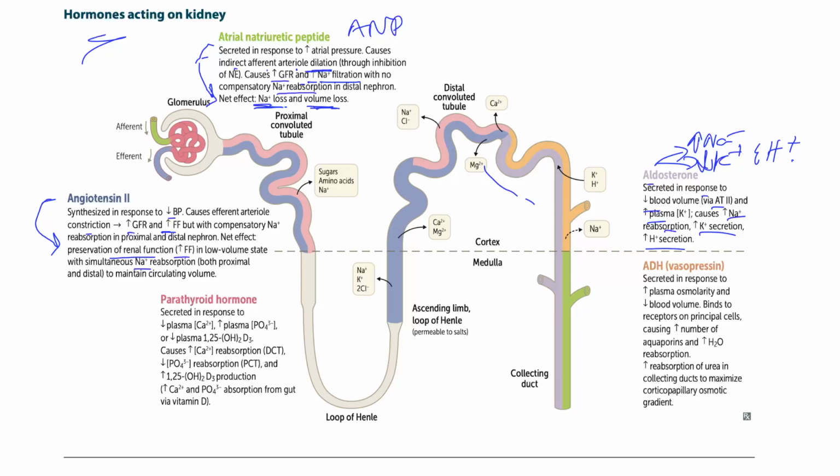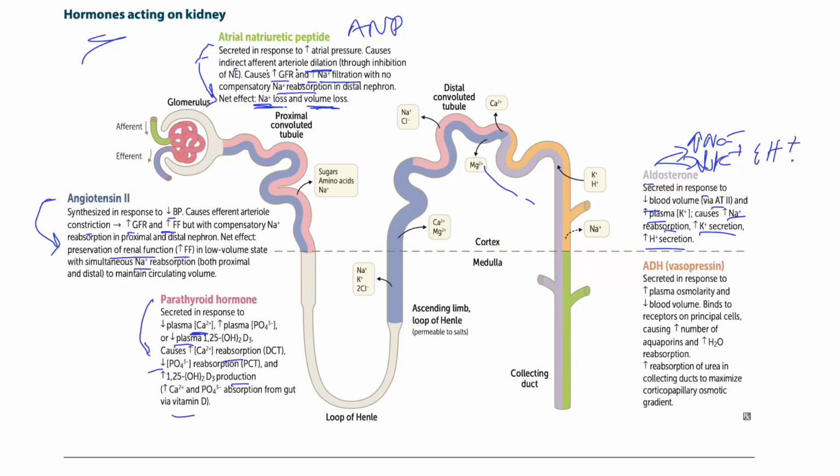Okay. PTH is secreted in response to decreased plasma concentration of calcium, increase in plasma phosphate concentration, and decrease in plasma active vitamin D. It causes calcium reabsorption in the DCT, decreased phosphate reabsorption in the PCT, and increase in active form of vitamin D production, increasing calcium and phosphate reabsorption from the gut via vitamin D.